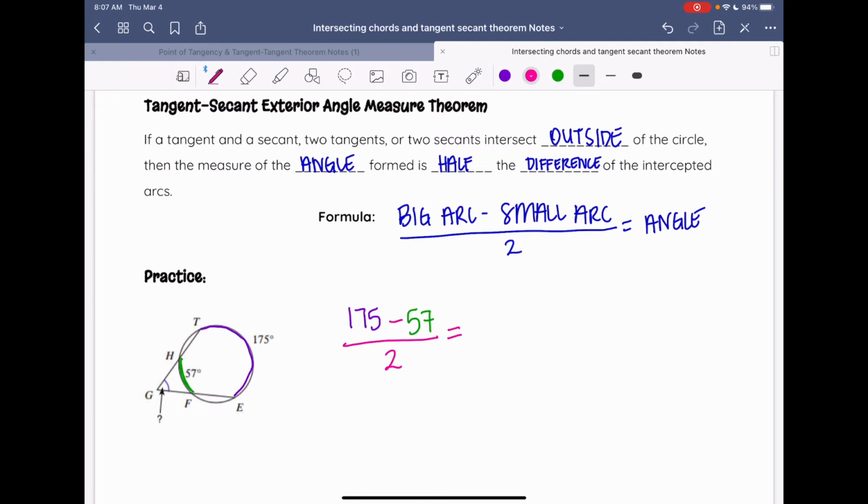So I'm going to plug into my calculator 175 minus 57, which gives me 118. And then half of 118 is 59 degrees. So this little question mark, this angle right here, is 59 degrees. Hope this helps.